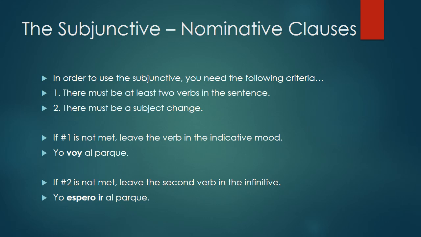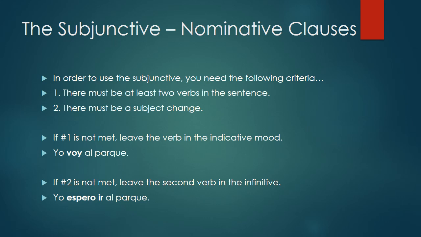Rule 1: there must be at least two verbs in the sentence, and rule 2: there must be a subject change. If rule number 1 is not met, in other words, if there's only one verb in the sentence, leave the verb in the indicative mood. The indicative is all the tenses that we've learned so far up until the subjunctive. So, yo voy al parque. There's only one verb, so it should stay in the indicative.